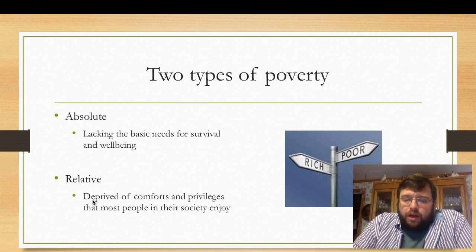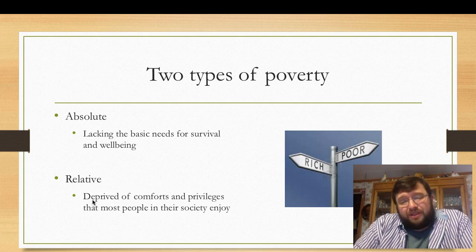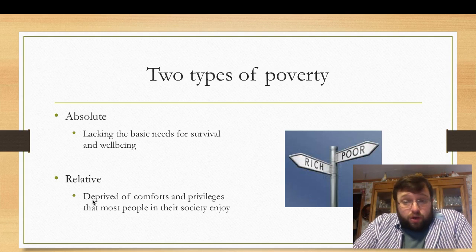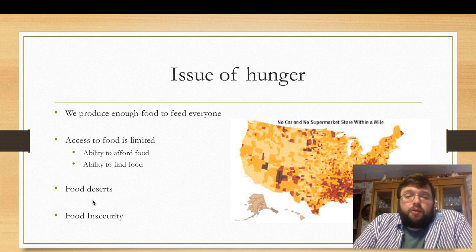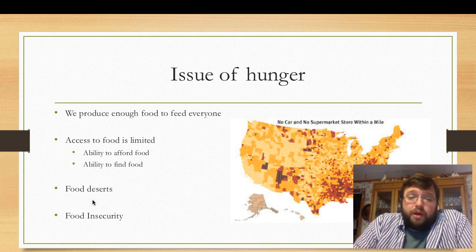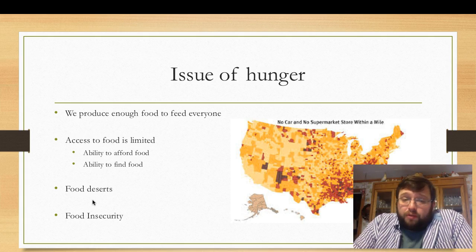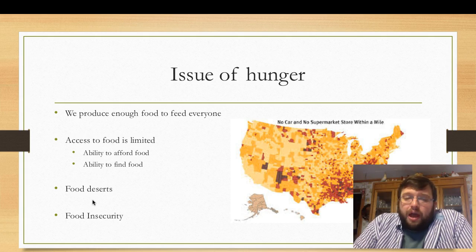Now, relative poverty is when someone is deprived of comforts and privileges that the rest of the people in their society typically enjoy. Whereas absolute poverty would be someone who is lacking in the basic needs for survival and well-being. So, hunger can be both relative and absolute in terms of its impact of poverty. Now, it's important to note we really do produce enough food to feed everyone. However, access to food is incredibly limited in some places.